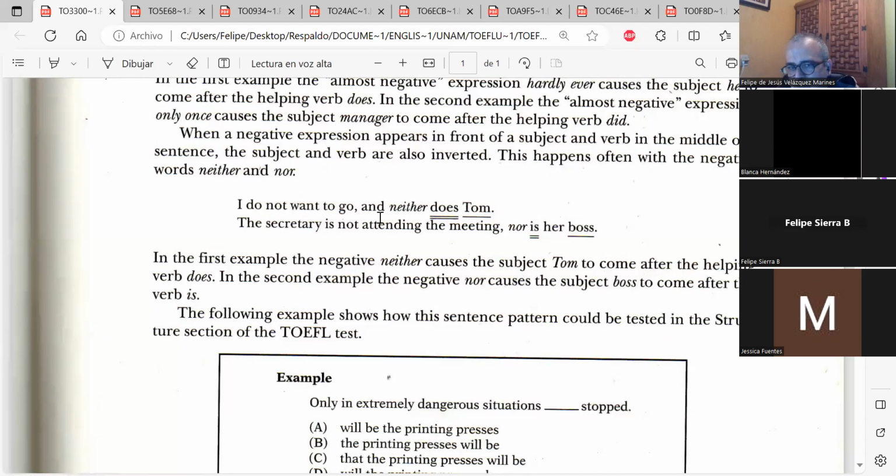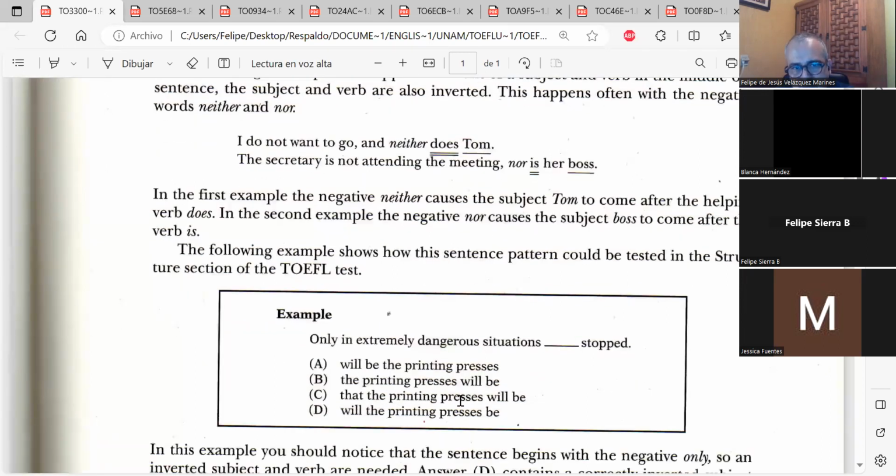So we can use the negatives also in subordinate clauses. I don't want to do it, and neither... negative, but it's also a linker. And neither does John. So it's a negative linker, then auxiliary, subject, verb. The secretary is not attending the meeting, nor... negative linker, so then auxiliary, subject, verb, yes? And nor is her boss.